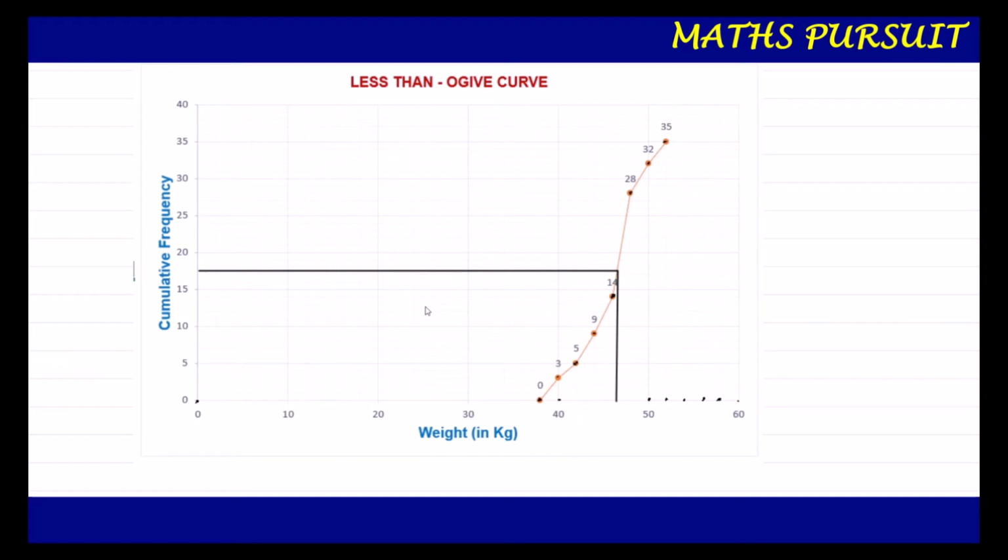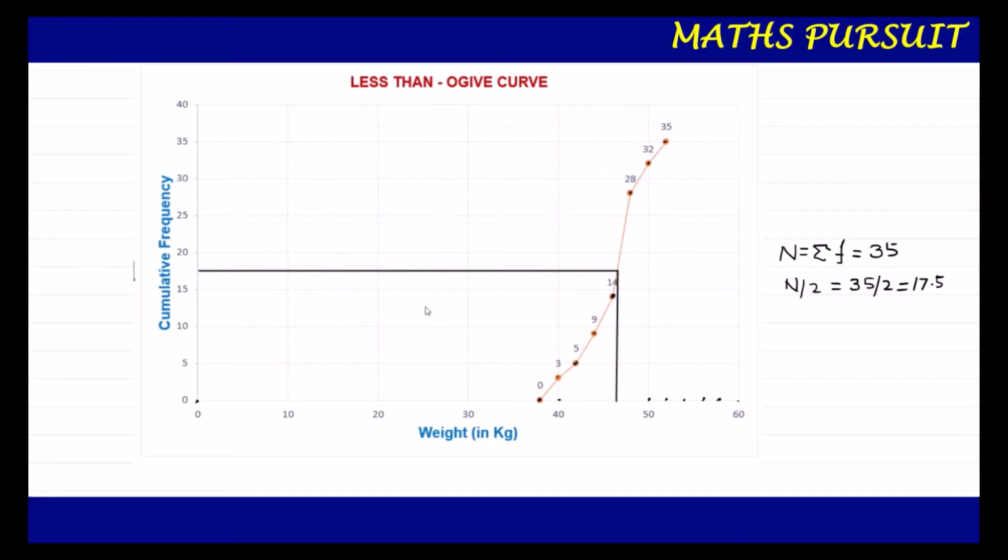We know that n is equal to the sum total of frequency, and we know that our sum total of frequency is 35. So I can write n upon 2 is equal to 35 upon 2, that is equal to 17.5. So now we got n by 2 as 17.5.